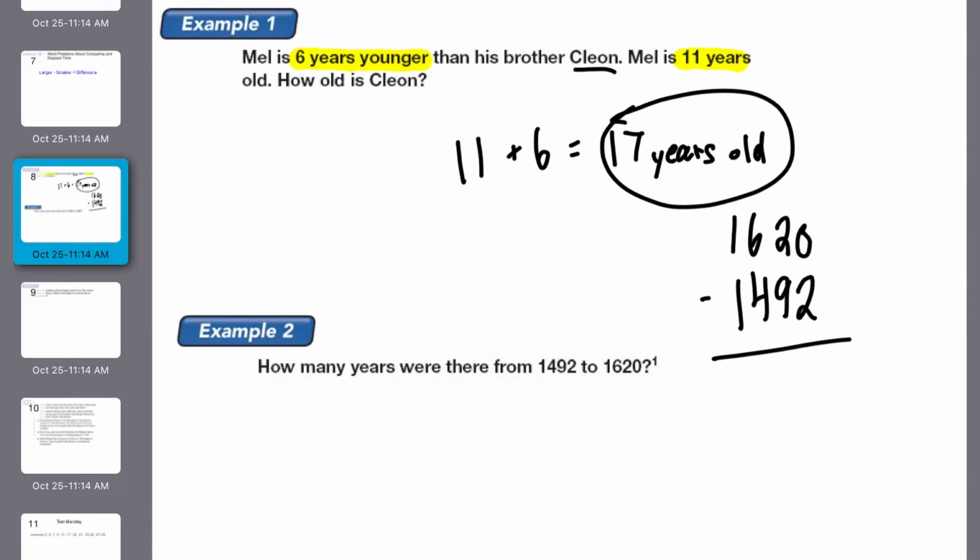So we have to borrow over from the 2, that becomes a 1, that becomes 10, so 8. Borrow from the 6, that becomes a 5. This becomes an 11. So that gives us 2 here. And then 5 minus 4 is 1, 0. So 128 years.